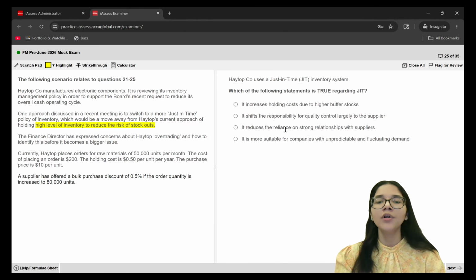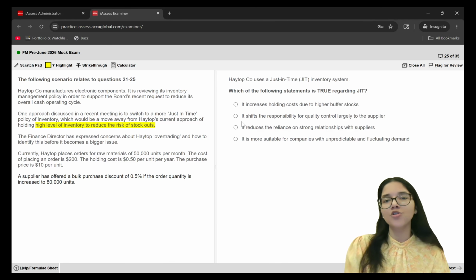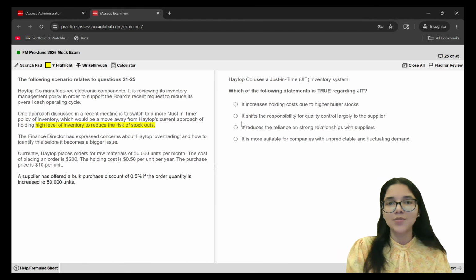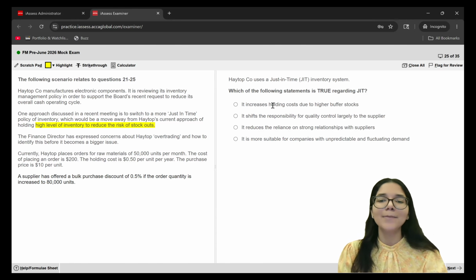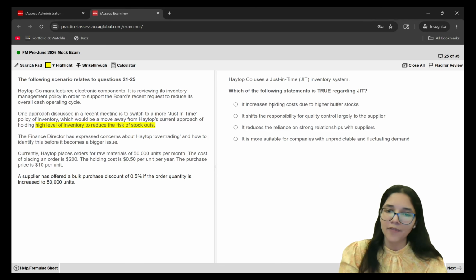Now moving ahead to the last question basis this case study, which of the following statements is true regarding JIT? Haytop company uses a JIT system. Okay, so it increases the holding cost due to high buffer cost. Guys, let's first quickly revise what happens under the JIT system. So JIT system tells you should not keep any inventory at all. Just go for production in time. So whenever the customer places the order, then you start preparing the goods. So it increases your holding cost? Absolutely not. It actually reduces your holding cost to very minimal or nil because you're holding low or zero inventory.